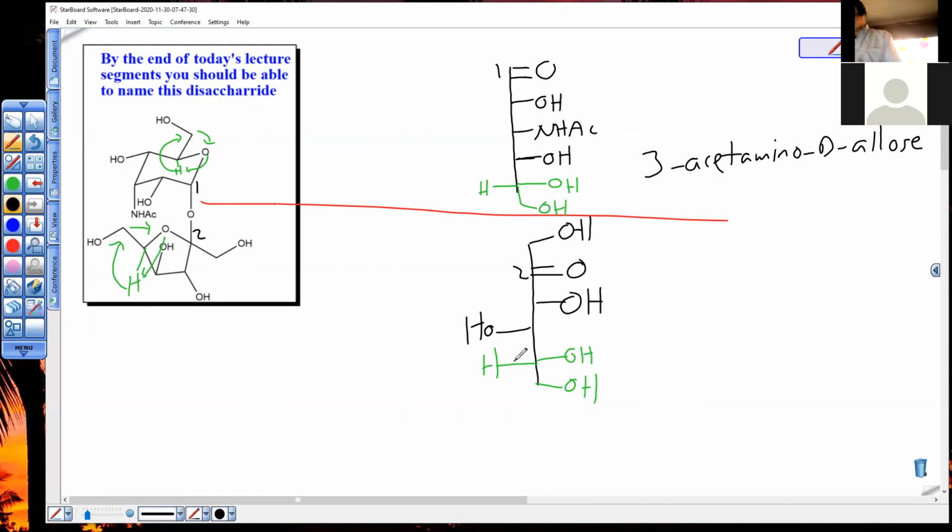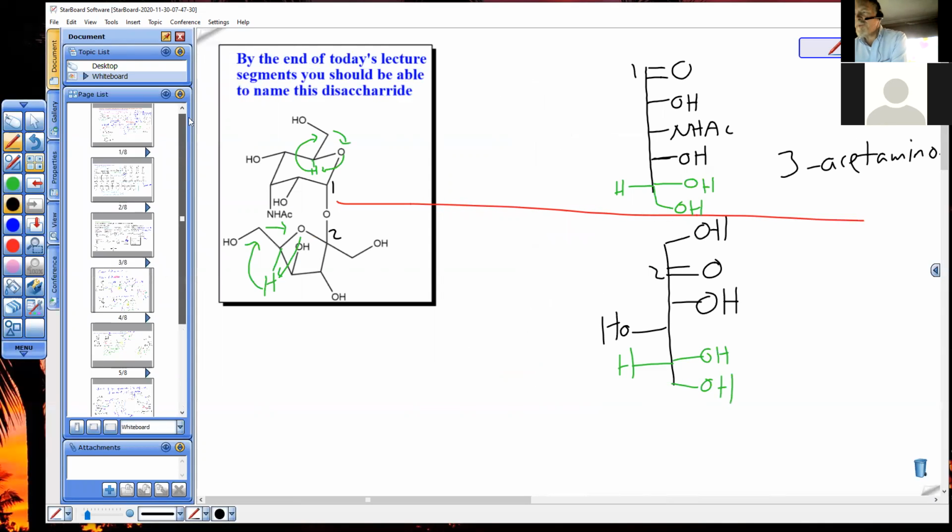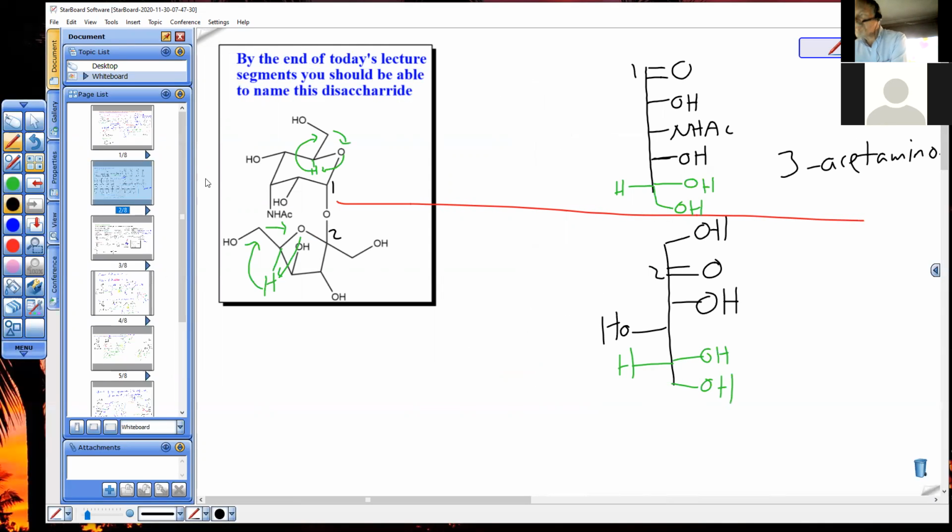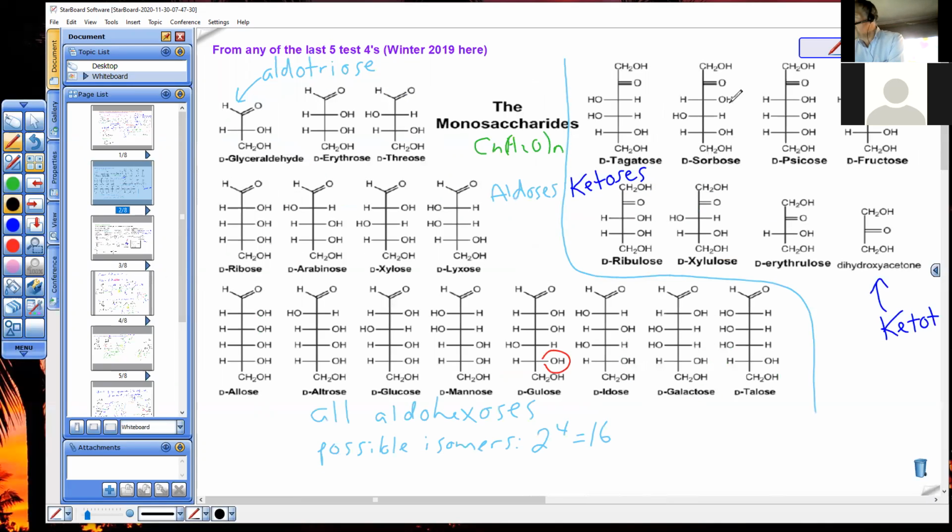Isn't that right, left, right? Wasn't that sorbose? Do I have time? I have time. Slow down here. Page 2, apparently. Right, left, right. Ketose. 6 carbons. Right, left, right. Sorbose.